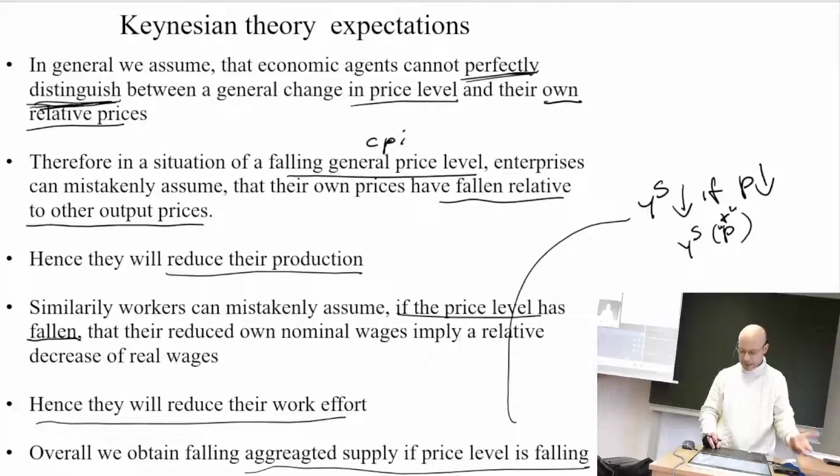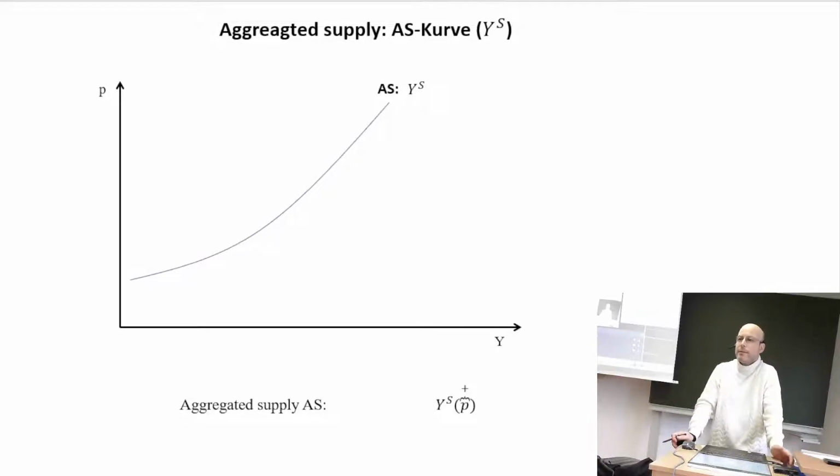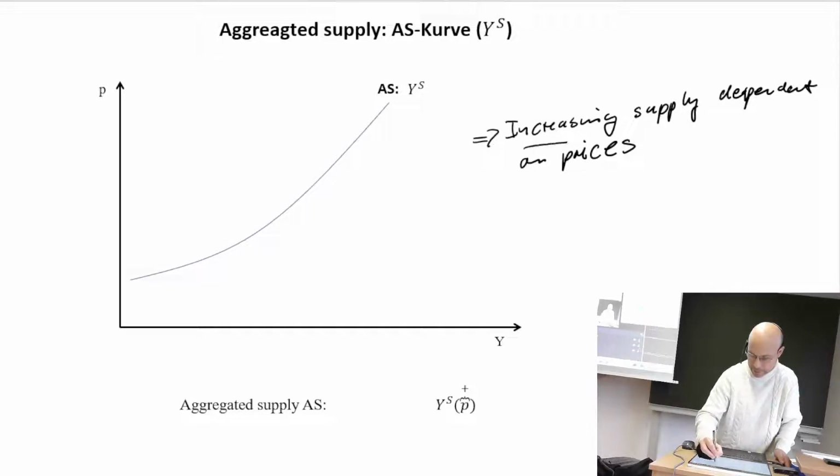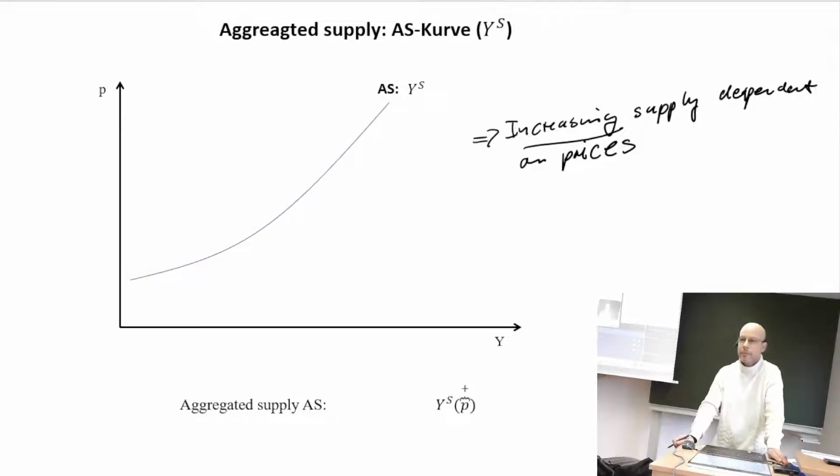And in that way we have three explanations in order to obtain something which you have seen hopefully in many other lectures, that in general we have the dependence and increasing supply dependent on prices. So now we have, so to speak, characterized our overall supply side depending on prices in our economy.